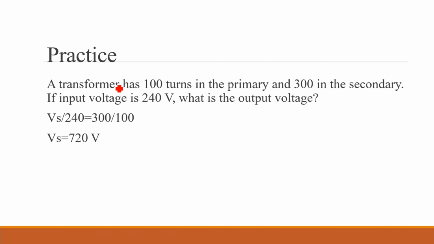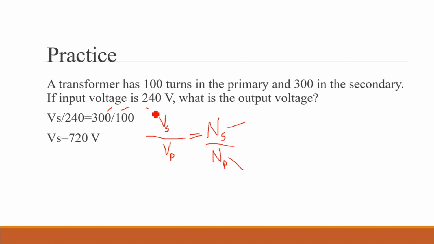Last one is a practice question. A transformer has 100 turns in the primary coil and 300 turns in the secondary coil. If input voltage is 240 volt, what is the output voltage? The formula is Vs over Vp, secondary voltage over primary voltage, equals number of turns in the secondary coil over number of turns in the primary coil. So what we have here: 100 turns in the primary coil, Np, is given, and 300 in the secondary coil, Ns, is also given. So 300 divided by 100.